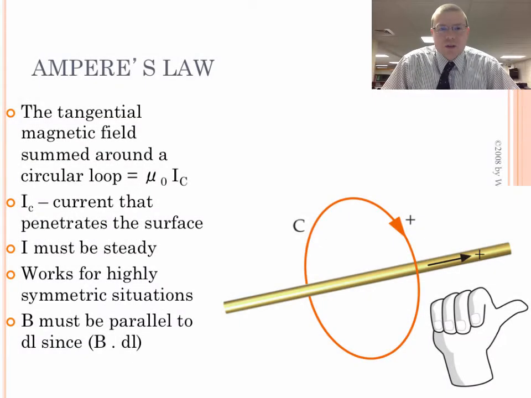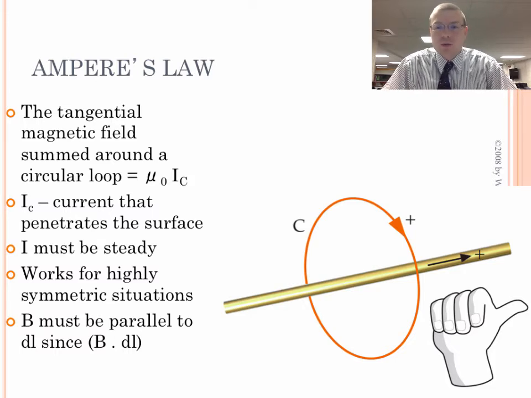Hey everyone, so last time we tried to use Gauss's law to help us find magnetic field strengths around wires, but Gauss's law showed us that there is no such thing as a magnetic monopole, that all magnetic fields are dipoles. We're going to have to turn to Ampere.